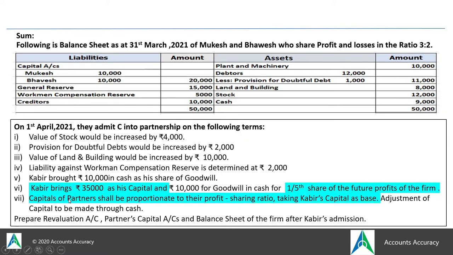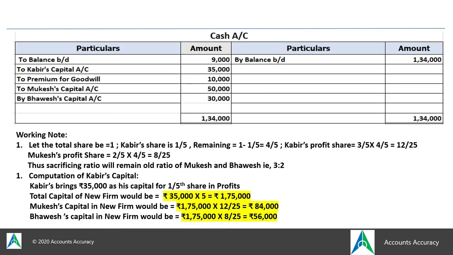Then here the old partners' capital account needs to be adjusted keeping Kabir's capital as base. It's been clearly mentioned that it is the first case, that is keeping new partner's capital as base. The adjustment of old partners' capital account needs to be done. So here we need to find out the new firm's capital. The new firm's total capital could be computed by keeping the new partner Kabir's capital as base.